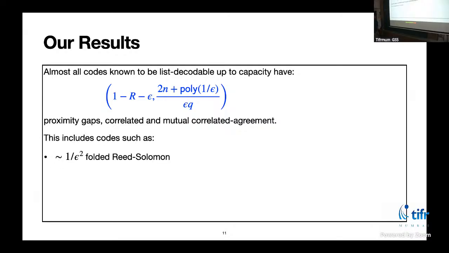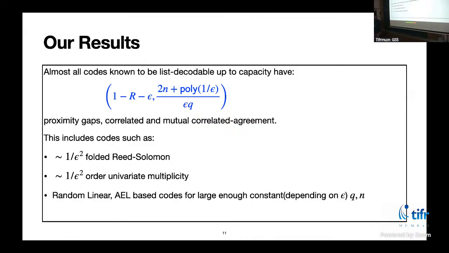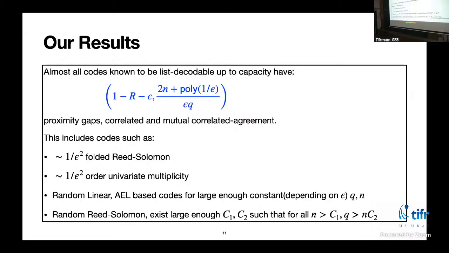So these are codes like the folded Reed-Solomon codes in a similar regime as the list decoding bounds, univariate multiplicity codes in a similar regime, which I have not told you about, but similar codes. Random linear codes, AL-based codes, which are expander-based codes, and random Reed-Solomon. All of these codes, or almost all of the codes for which we knew optimal list decoding bounds, we now have proximity gap and correlated agreement.